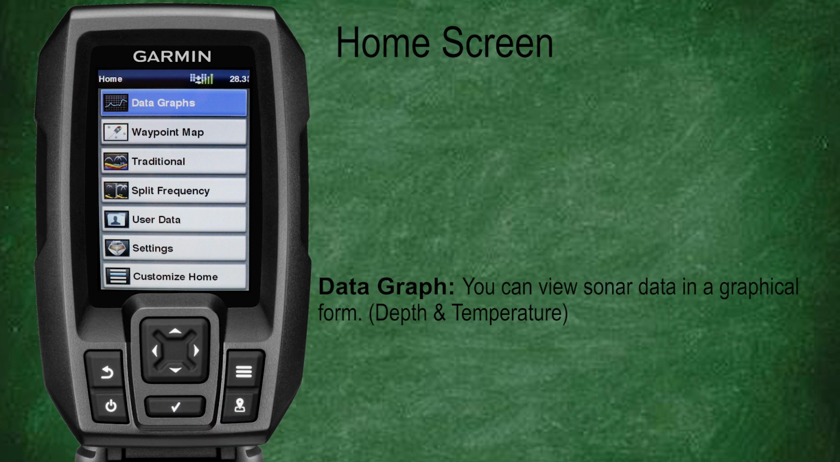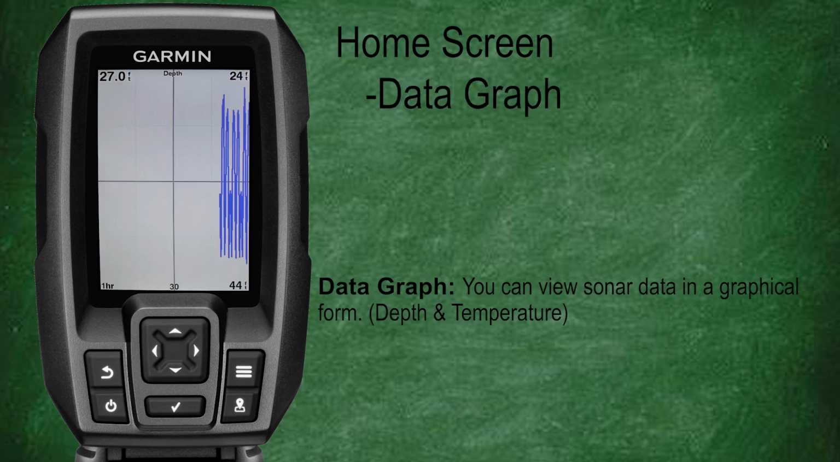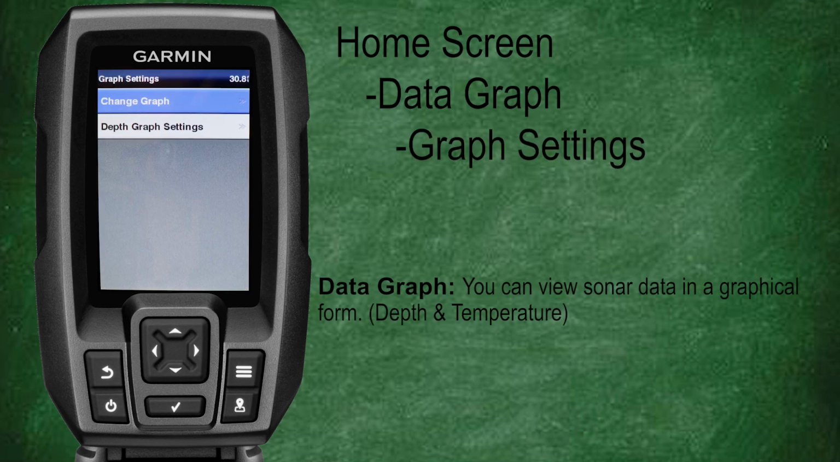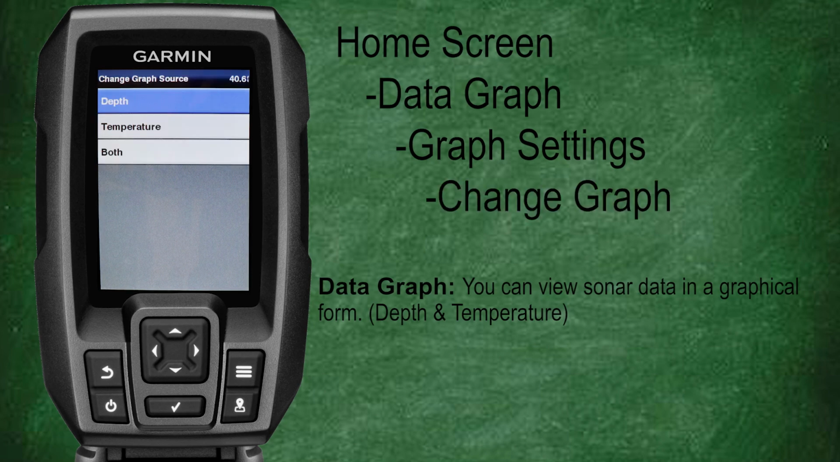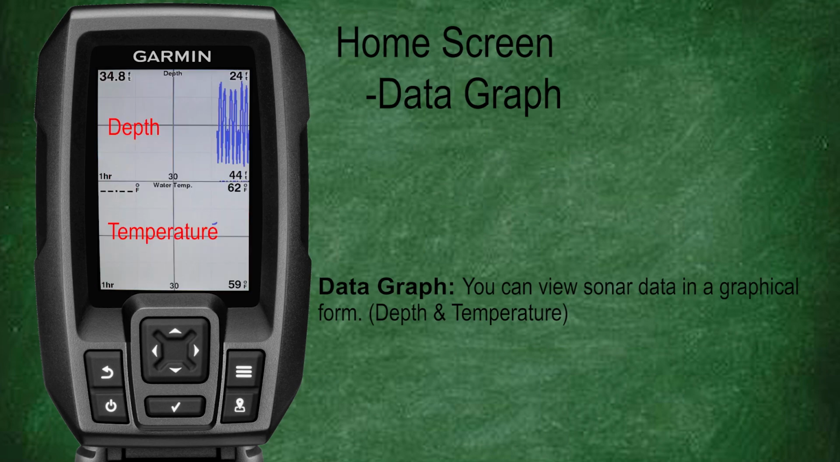So what exactly is the data graph feature? Let's take a look. Select data graphs and you'll see a graph on your screen. We can customize this screen to our liking by pressing the menu key. This will bring up all of our menu options for the data graphs feature. You'll see we have options for changing the graphs and setting. Let's select Change Graphs. This is where you can select what parameter you wish to see on the graph. Either water depth, water temperature, or both. Let's select both. As you can see, we now have graphs for both our water depth and a graph for our water temperature.